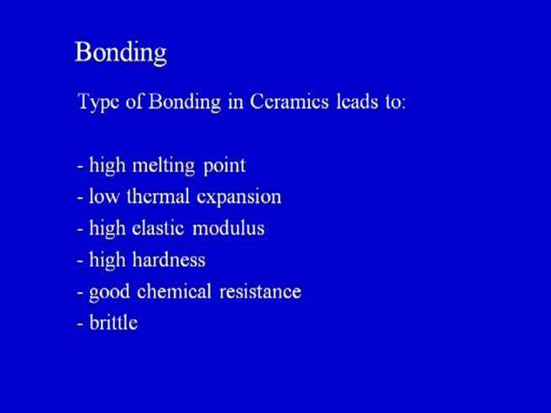Now let us come to ceramics specifically. These are the properties which are affected by the bonding. The type of bonding in ceramics leads to a high melting point, low thermal expansion, high elastic modulus, high hardness, good chemical resistance, and it also makes ceramics brittle. So there are many properties which are quite useful, and there are many properties which would cause us a problem when we try to process the ceramic material into a product.